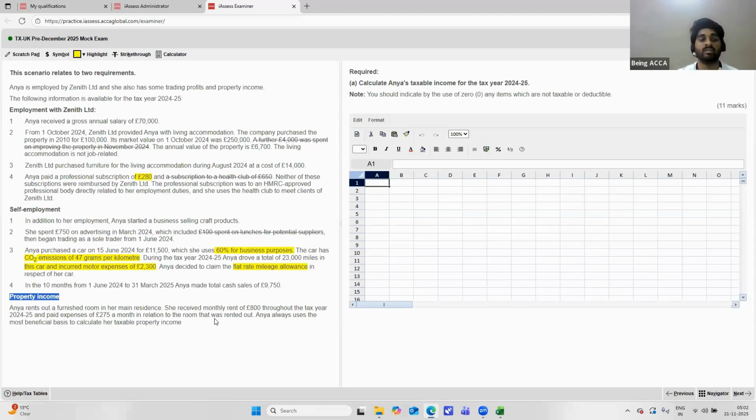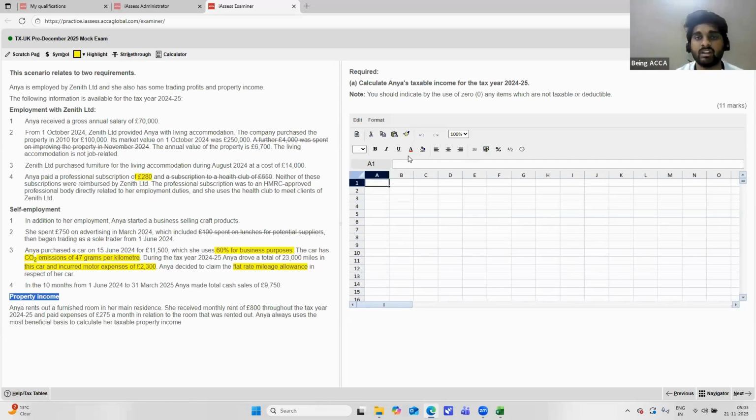Anya always uses the most beneficial basis to calculate her taxable property income. Because this is rent a room relief, it will be calculated as the annual rent that she receives minus 7,500, or the 275 into 12 if that is higher, whichever is more beneficial. Beneficial means reducing your taxable property income, so that is what we'll be considering.